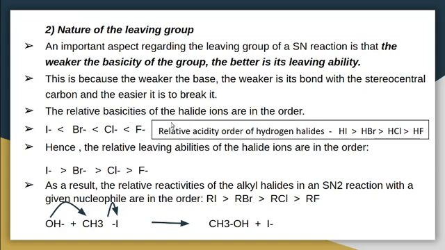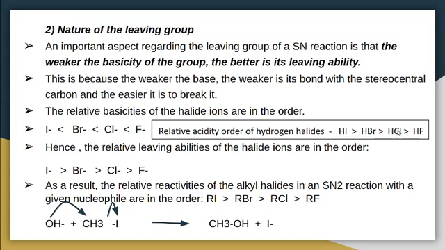So the relative basicities of the halide ions are in the order... We know that the relative acidity order of hydrogen halides is HI greater than HBr greater than HCl, which in turn is greater than HF. So HI is the strongest acid. If HI is the strongest acid, then its conjugate base, the I minus ion, will be the weak base.